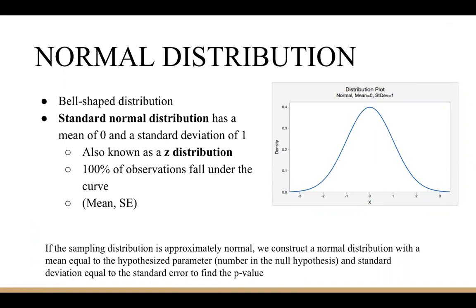And if the sampling distribution is normal, we construct a normal distribution with a mean equal to the hypothesized parameter, which is just the number in the null hypothesis, and the standard deviation equals the standard error. And you can use these to find your p-value from your test statistic.